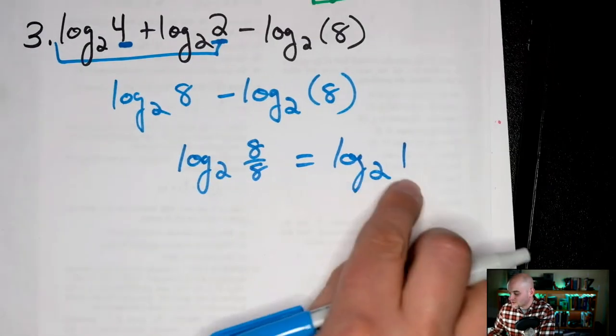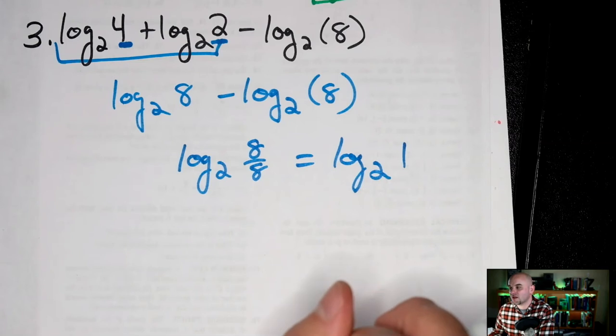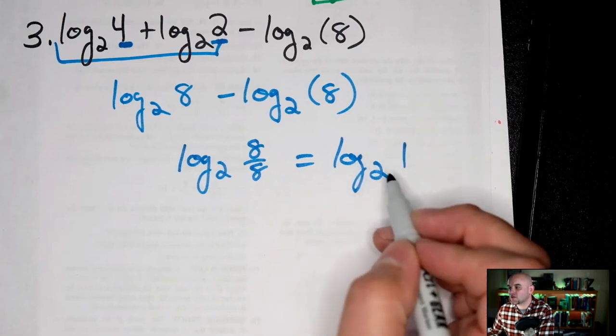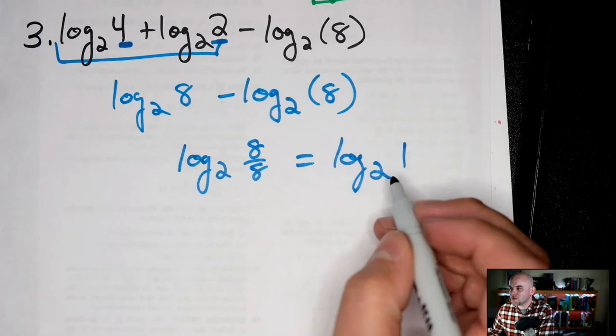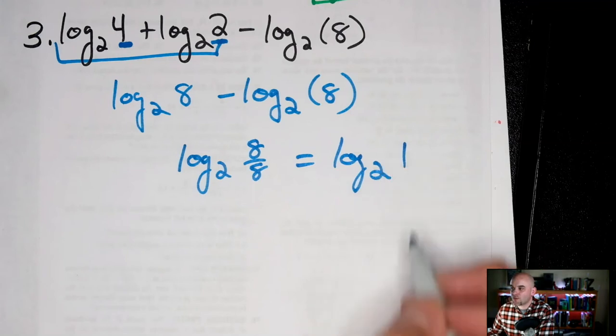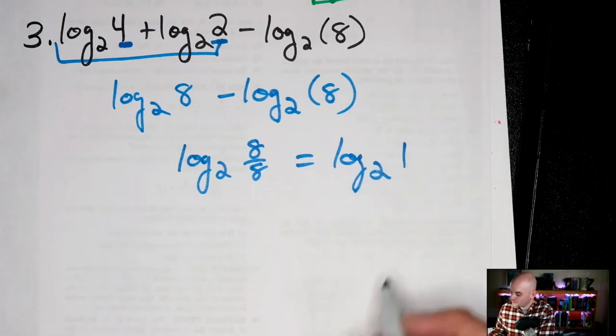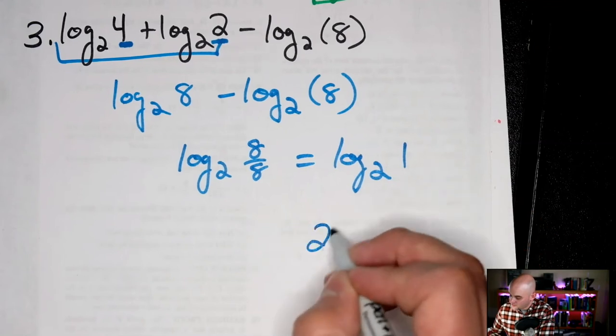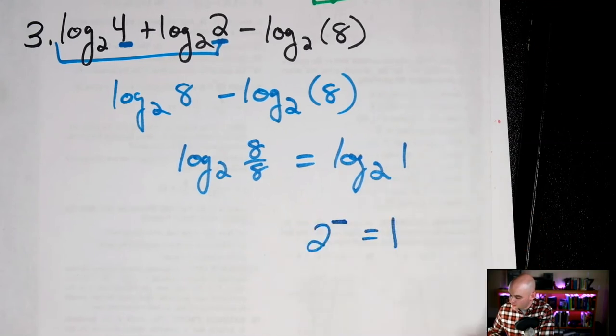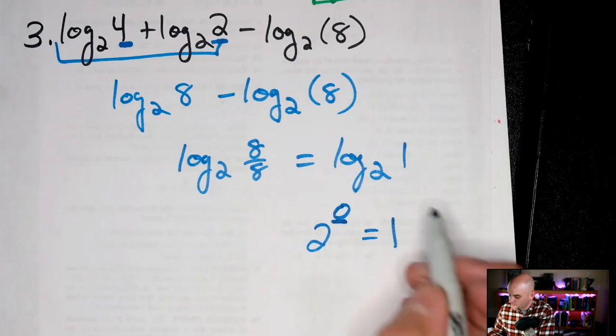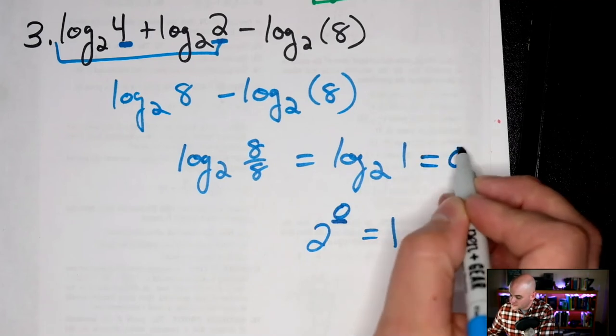Now, we haven't talked about this yet, in my class at least, but some of you may know that the log base 2 of 1 is really asking 2 raised to what power equals 1. So what can I raise 2 to, what power, equals the number 1? Well, that's a 0. And so we're going to learn later on that this is the same thing as 0.